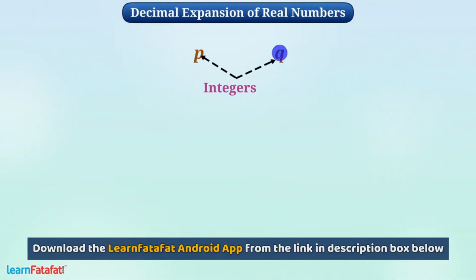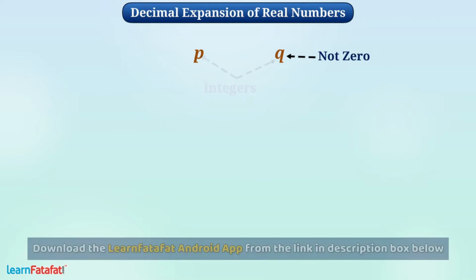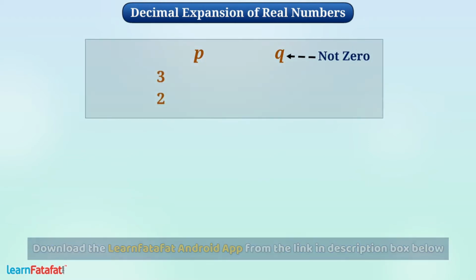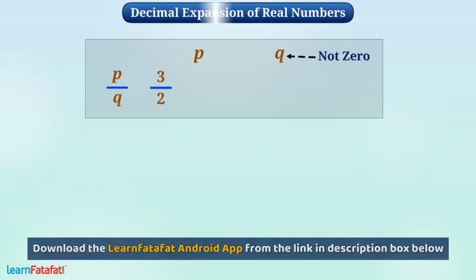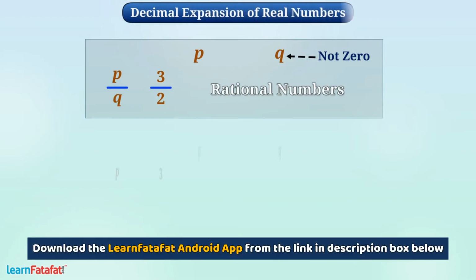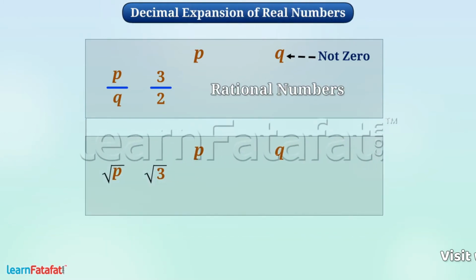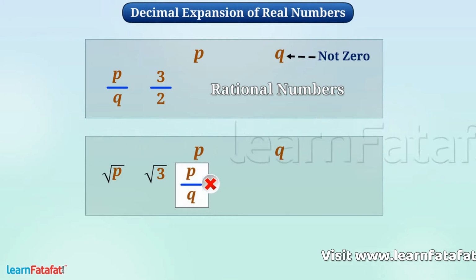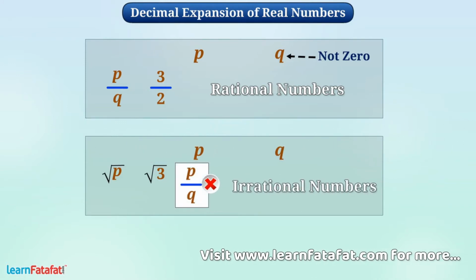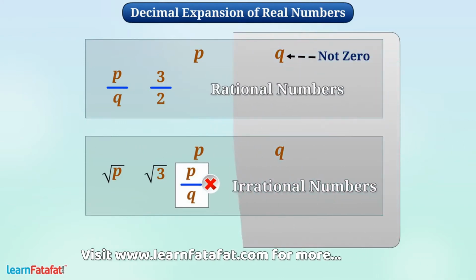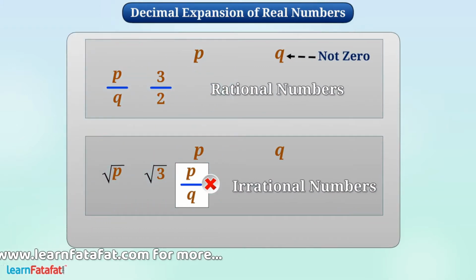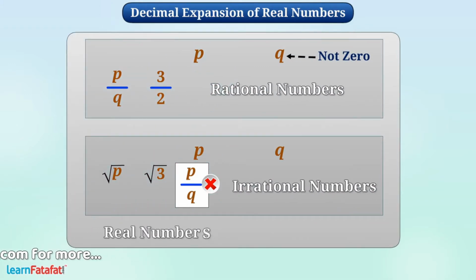If p and q are two integers and q is not 0, then numbers which can be expressed in p by q form are rational numbers, and the numbers which cannot be expressed in p by q form are irrational numbers. The collection of rational numbers and irrational numbers is called real numbers. It is denoted by R.